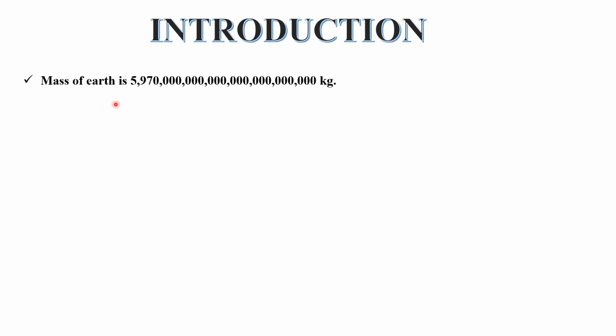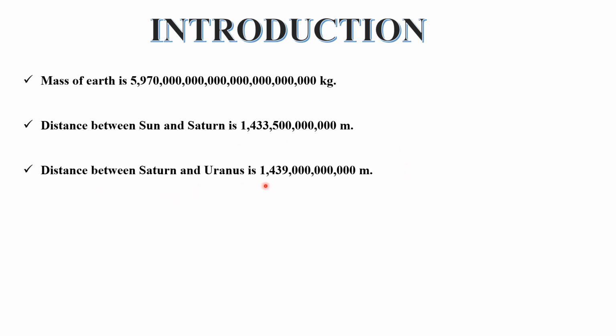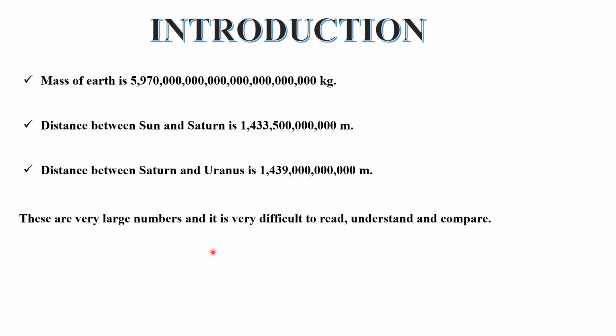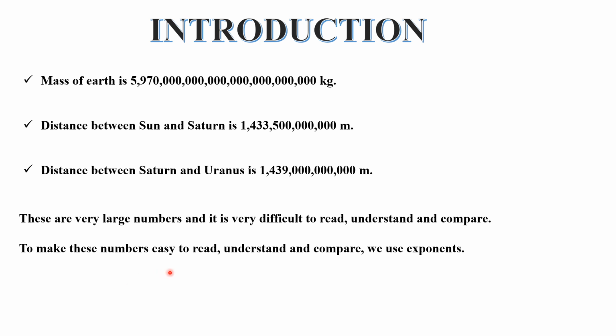Okay, so we know that mass of earth is this much kg, distance between sun and Saturn is this much meter, distance between Saturn and Uranus is this much meter. Now if you see, these numbers are very large and it is very difficult to read, understand and compare. To make these numbers easy to read, understand and compare, we use exponents. So slowly we will see how to read and write these numbers in a shorter way, such that we can easily read and compare them.